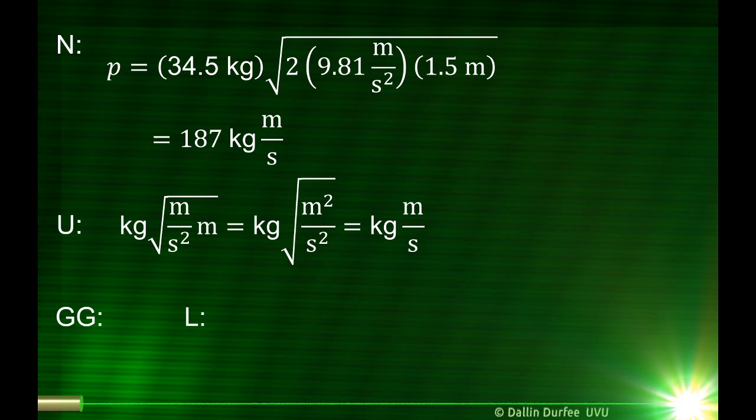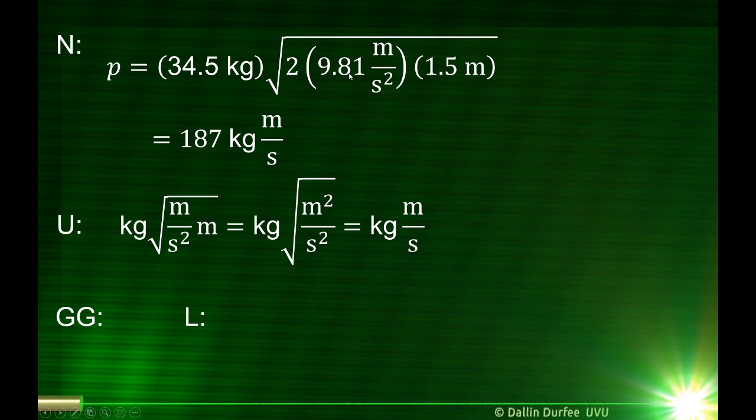Limits, known cases, and trends. Well, let's look at this. If the mass of the child goes up, we would expect to have more momentum, and that's what our equation says. If gravity were bigger, we'd expect to have more momentum at the bottom, and that's what our equation says. If the height change is bigger, we would expect to have more momentum, and that's what we see.